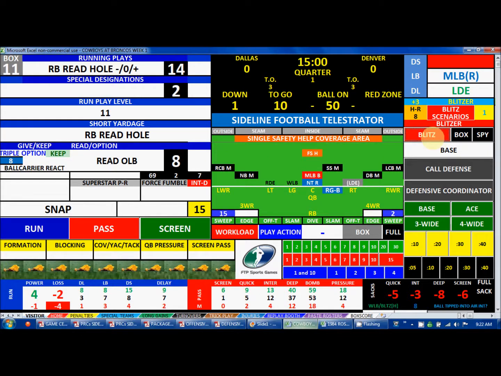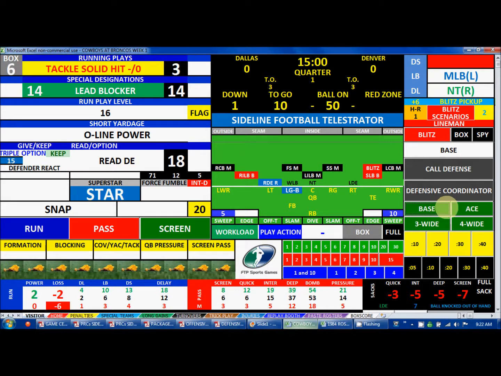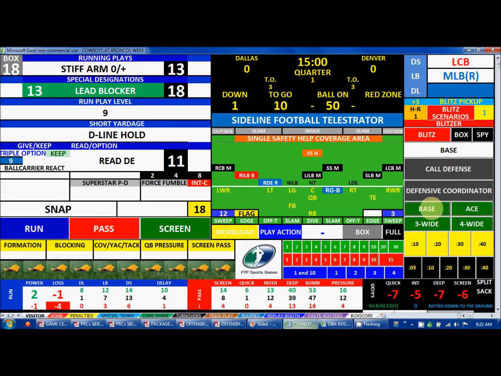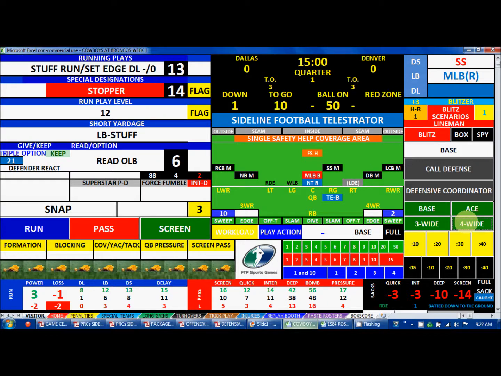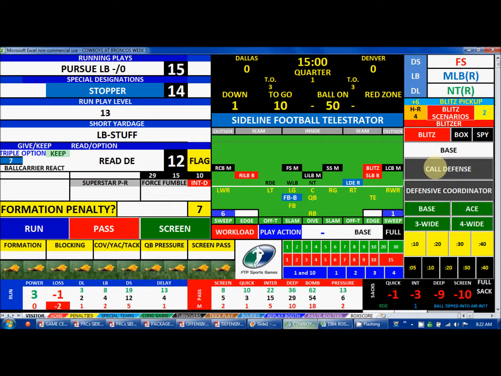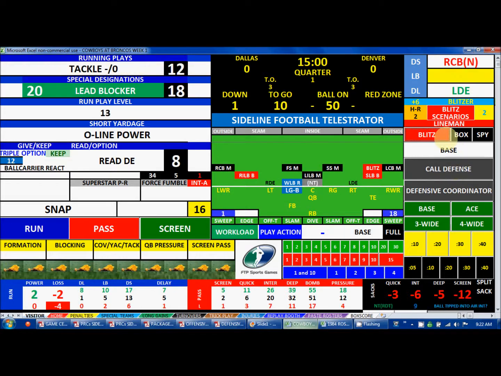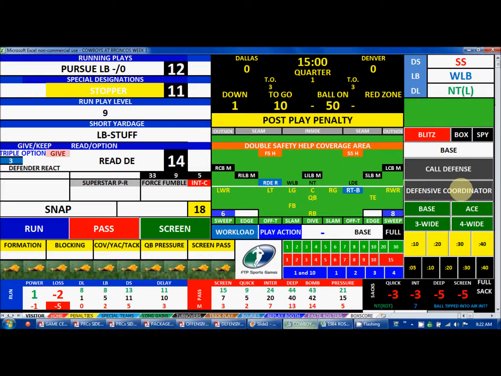box, or blitz. Alright? So say that the offense, this is their offensive package choices. Base, ace, 3 wide, 4 wide. So let's keep it simple. Let's go base. And then you choose here, click call defense if you want to make the calls. Click defensive coordinator if you want the defensive coordinator that you chose below to make the calls. You can change this at any time. Say it's 3rd and long and you want a specific call to happen. You would just click call defense, blitz, whatever you want to take place. And then if you want to have the defensive coordinator resume from there, you just click the defensive coordinator button and he takes over from that point forward.